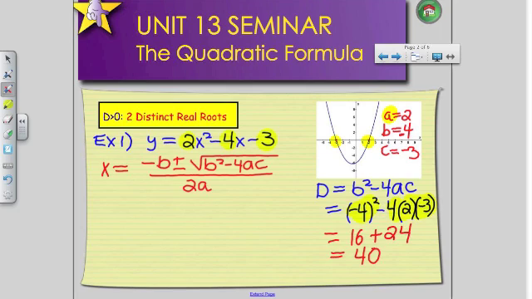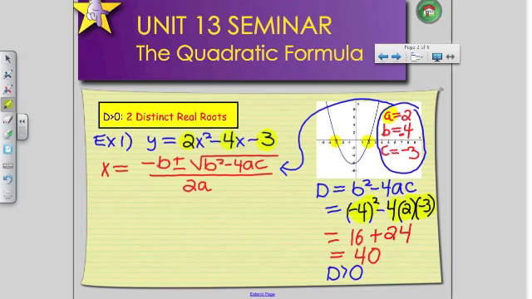Okay? So now that I know my d value is greater than 0, so I definitely will have 2 real roots, I can now take my a, b, and c values and plug them into the quadratic formula. Before we do this, I want you to look at the board for a second.